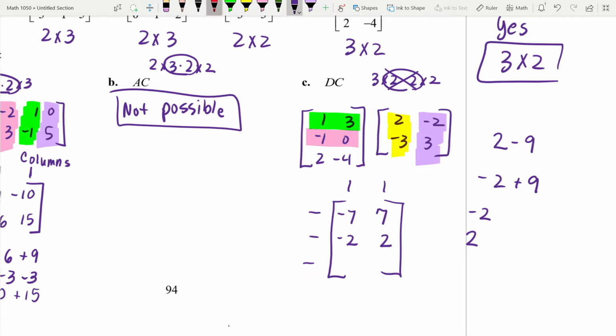Okay, now I'm out of columns, so I'm going to change rows. So I'm going red to yellow. 2 times 2 is 4. A negative 4 times a negative 3 is a positive 12. 4 plus 12 is 16. Now red to purple. Negative 2 times 2 is negative 4. Negative 4 times 3 is negative 12. Combine, I get a negative 16, and I'm done.